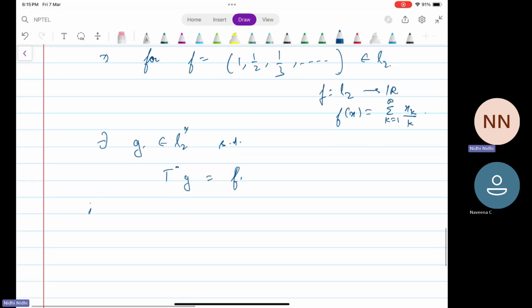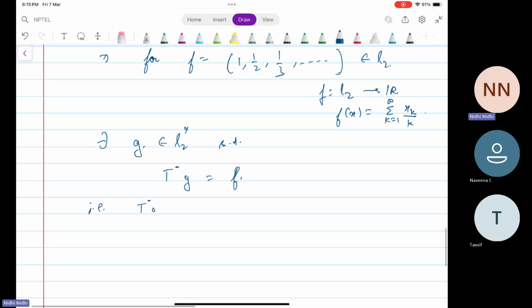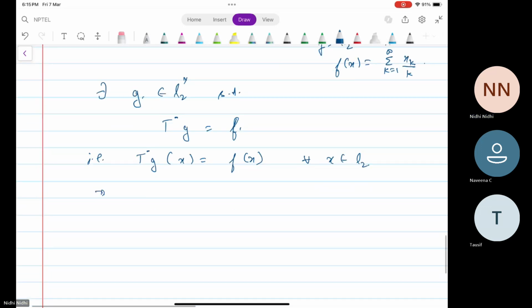That is T star g x is equal to f x for every x in L2. And how is T star g defined? This is g of Tx is equal to f of x for every x in L2.